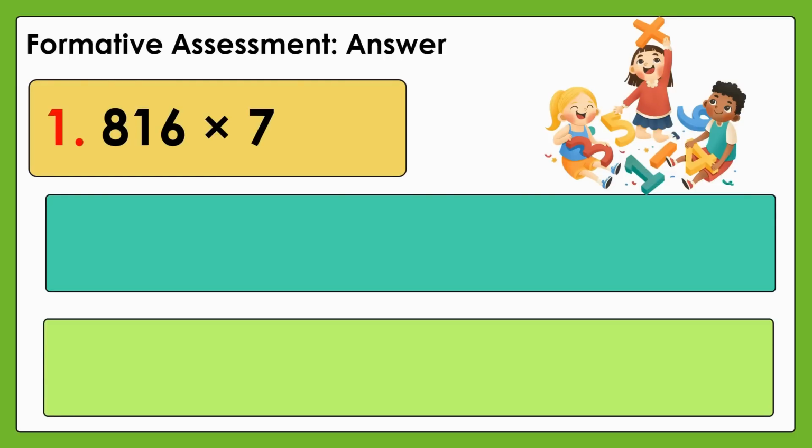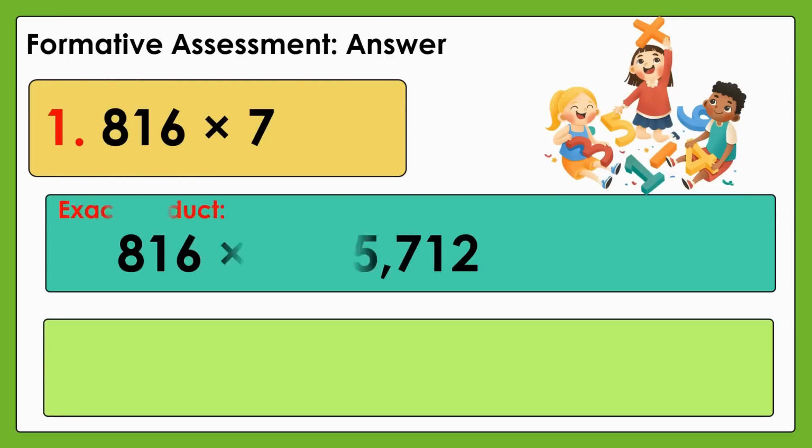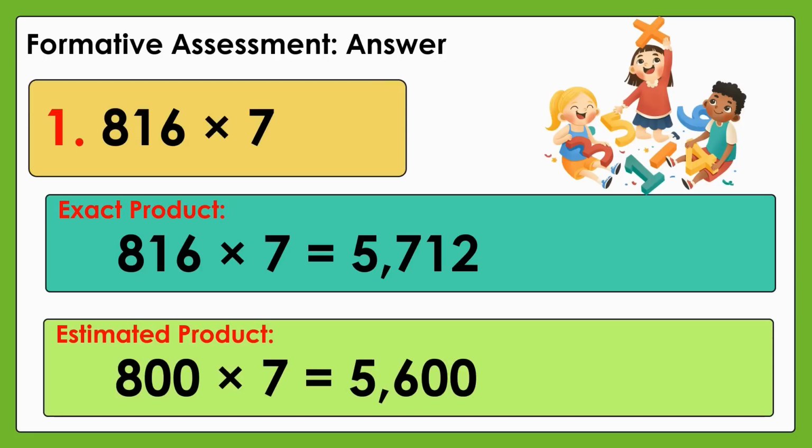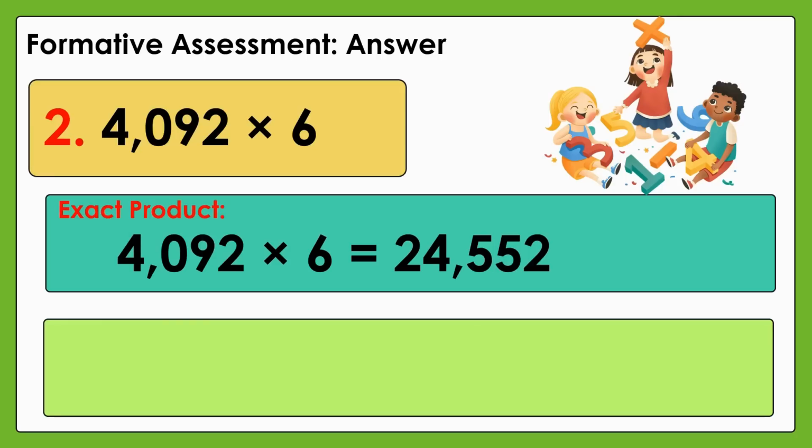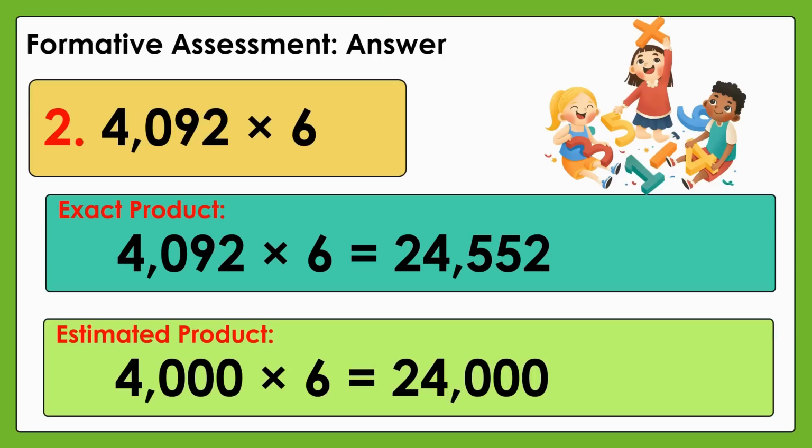Here is the answer. 816 times 7, for the exact product, 5,712. For the estimated product, 5,600. Number 2, 4,092 times 6. Exact product, 24,552. Estimated product, 24,000.